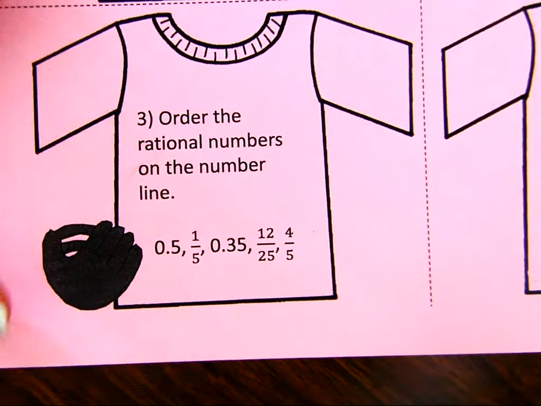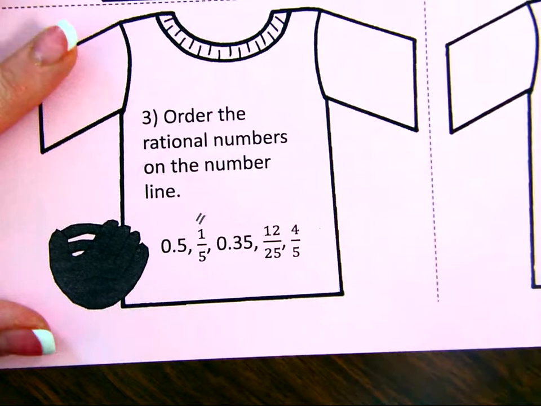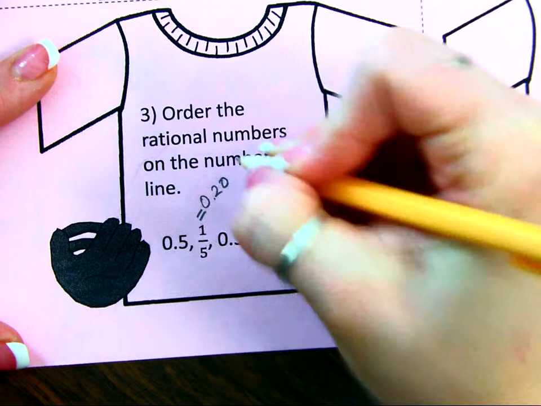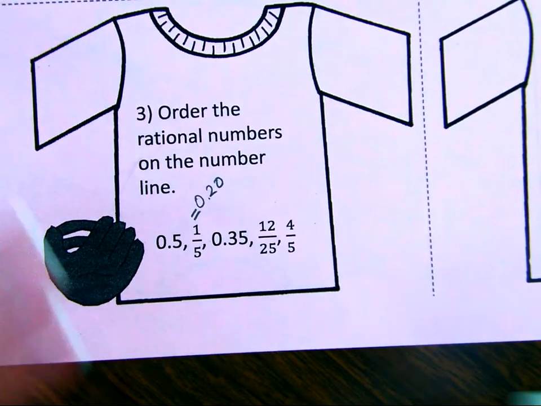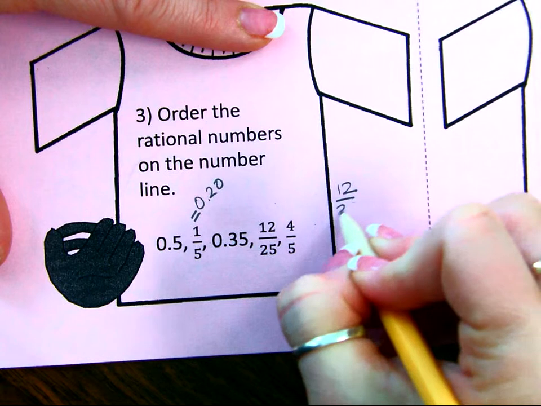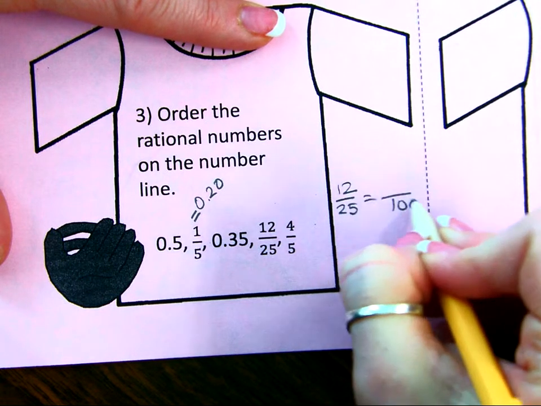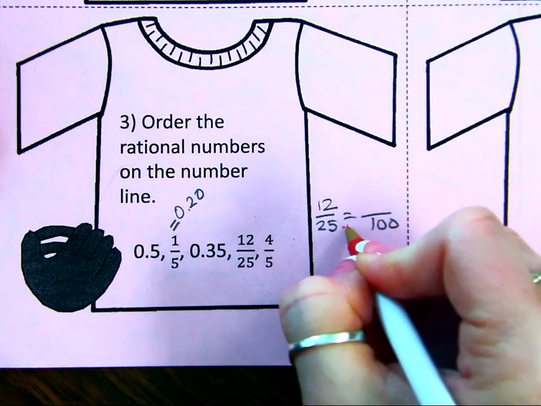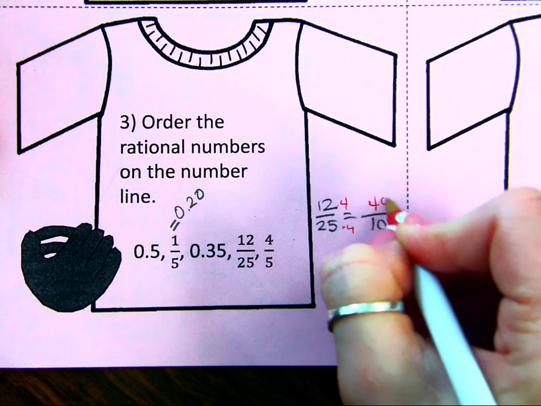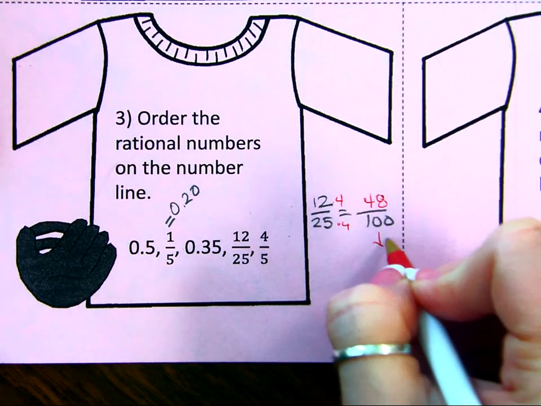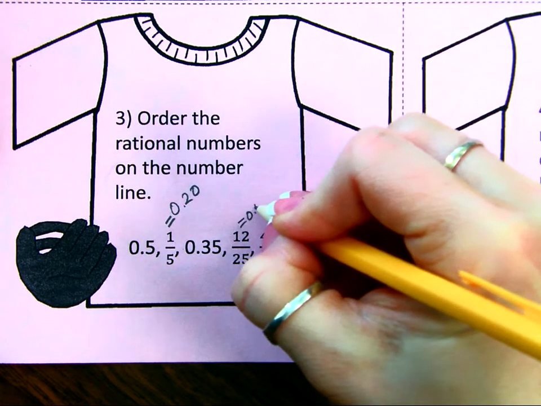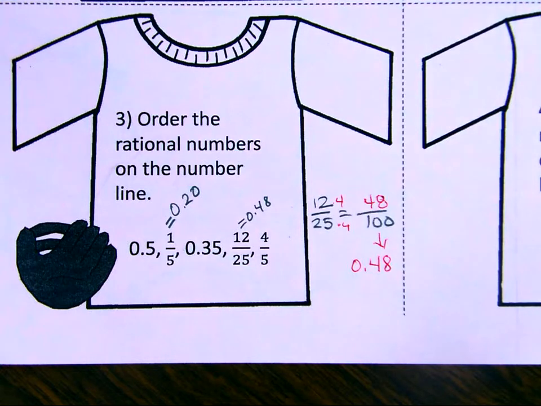So let's figure out the decimals. Does anybody know the fifths? 0.2. We're starting to memorize them, right? Put a 0 if you want. 12/25. I don't know it off the top of my head, but I know that I could use that 100 shortcut, right? So what did I multiply by? And so what's another way to write 48 hundredths? So that is equal to 0.48. Okay?